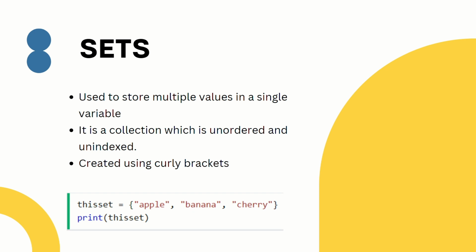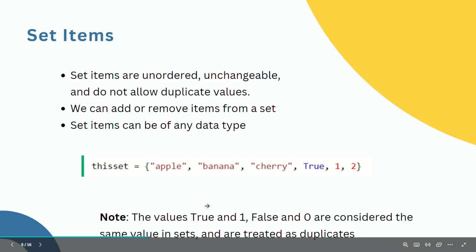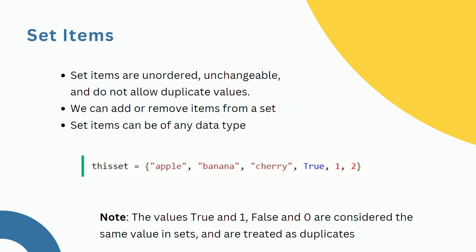So in this example, if you see, we're using a variable named this set, and then we're storing apple, banana and cherry in it, and then we're just printing it. So set items are unordered, unchangeable, and they do not allow duplicate values. We can also add or remove items from a set.